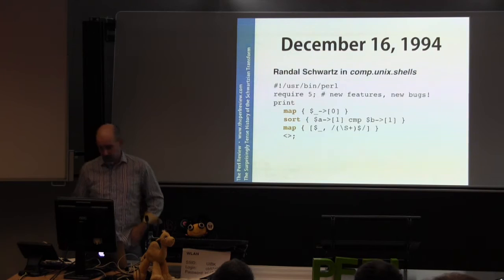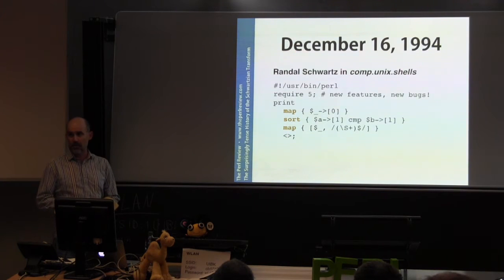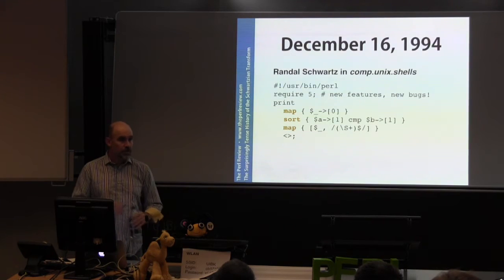Okay, and then here's the big date. December 16th, 1994. If you don't remember, this is the year that Perl 5 was released to the public. People have been playing with it for maybe 18 months, but we haven't had a stable release yet.